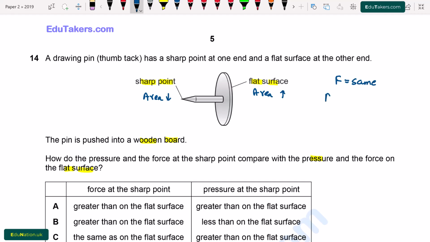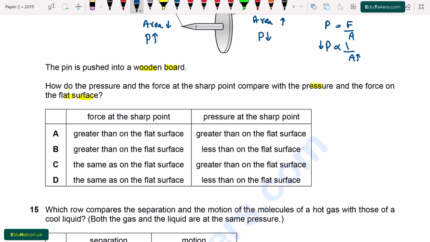And we know that pressure is equal to force over area. When the force is same, pressure is inversely proportional to area. When the area is greater, the pressure will be smaller. We see here the sharp point has smaller area, due to which here pressure will be larger, while the flat surface has smaller pressure. Now we see the options. Force at the sharp point and the pressure at the sharp point.